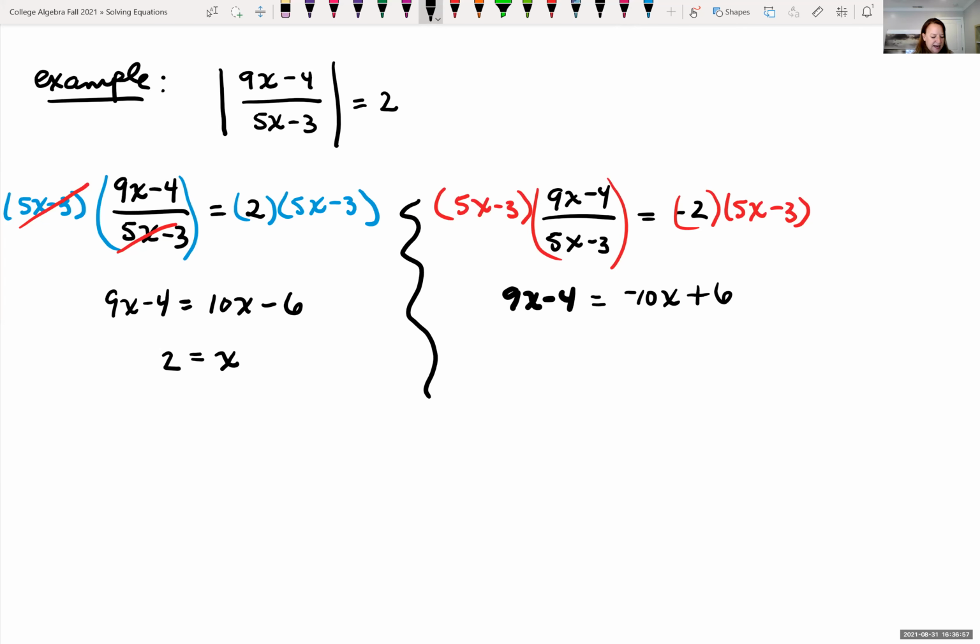So I'm going to add 10x to both sides. I have a 10x plus a 9x. That's a 19x is equal to, and I'm adding 4 to both sides. So 6 plus 4 is 10. And let's divide both sides by 19. We got x is 10 over 19.